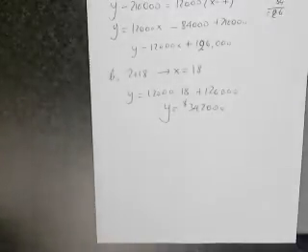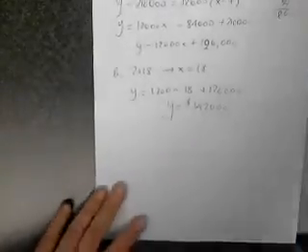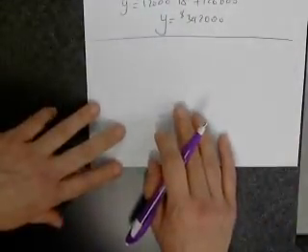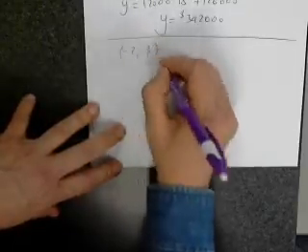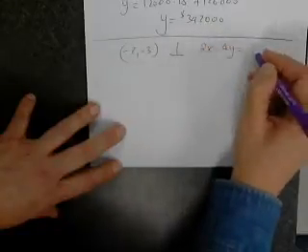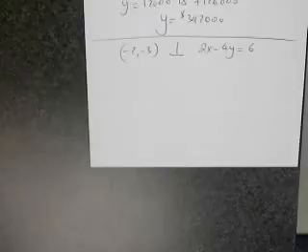Okay, more of chapter 8. Let's say this problem. Find the equation of a line passing through (-2, -3) and perpendicular to 2x minus 4y equals 6. So find the equation of a line passing through (-2, -3) and perpendicular to 2x minus 4y equals 6.